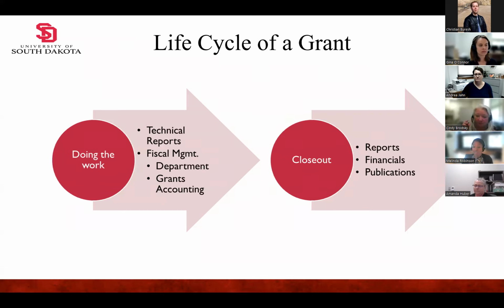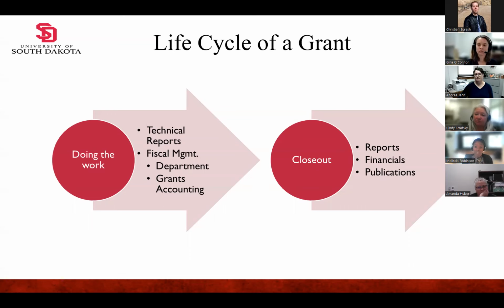Your department is there to assist you, as well as grants accounting, if there's any question if this cost is allowable, but the ultimate burden falls on the principal investigator to make sure that everything is compliant with this award. And then Andrea mentioned earlier about the closeout. There will be final progress reports for the closeout, any financial reports, I think is the SF 424, and then any publications.